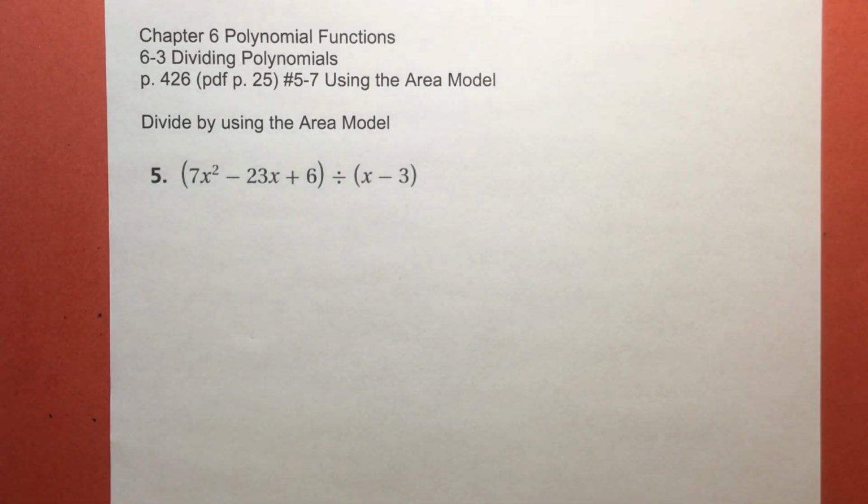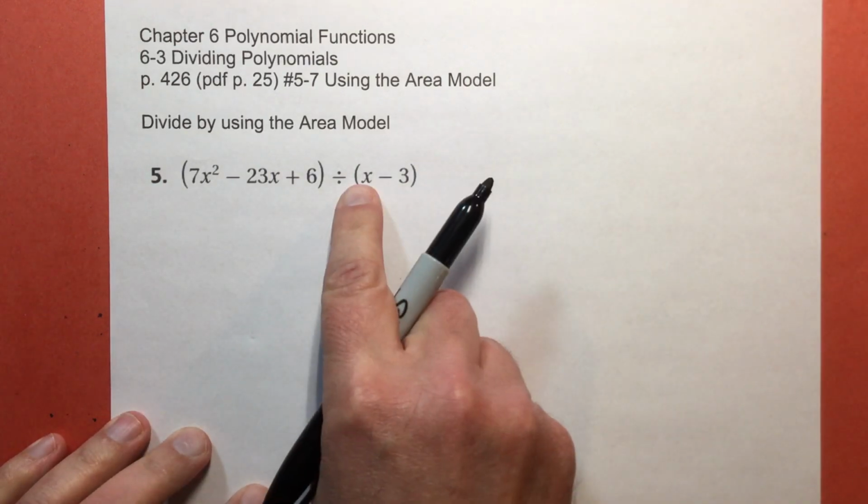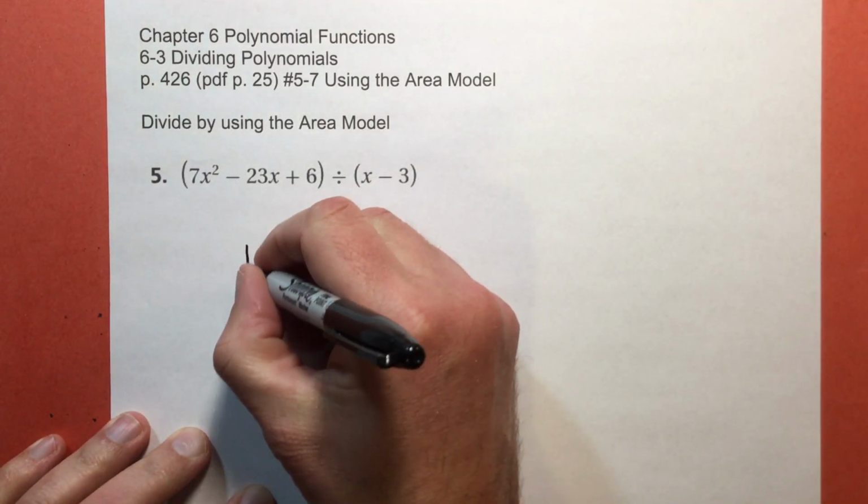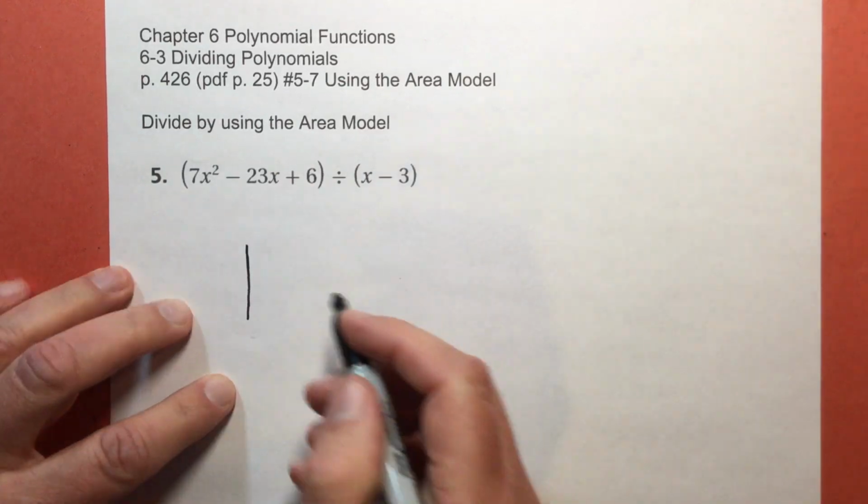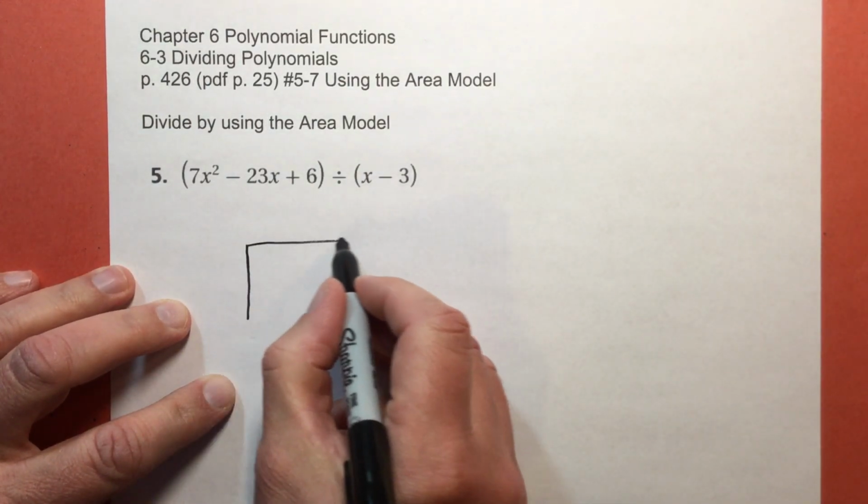So here's how the area model works. I have two terms here. I'm going to start drawing my boxes. And I've got three terms here. So I'm going to make a 2 by 3 box.